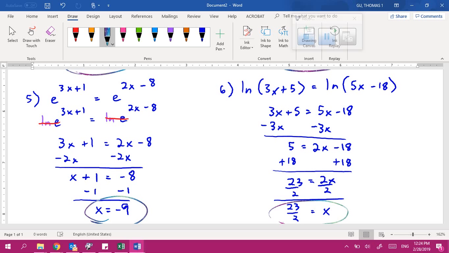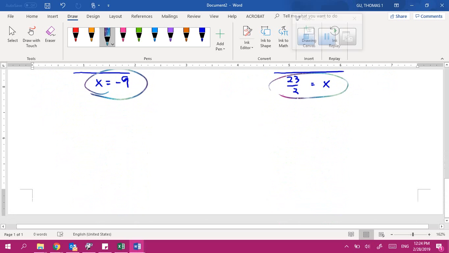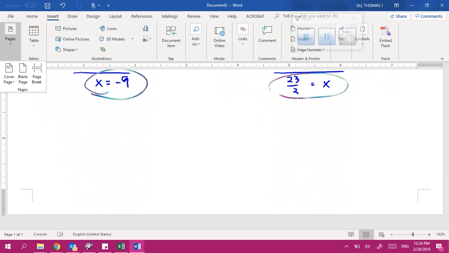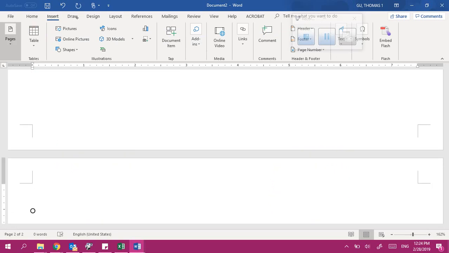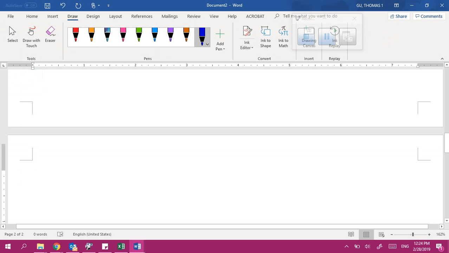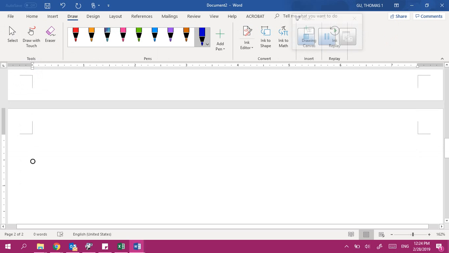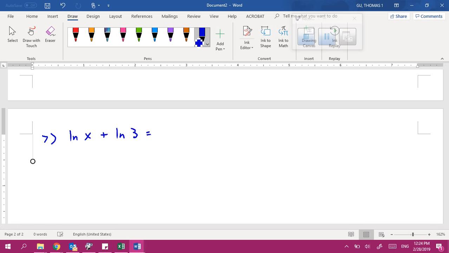All right, so I'm going to start a new page because this next one could be a little longer. For these next two examples, we're going to be using our log properties. Remember, ln is a logarithm, so we can use the log properties. So for this one, it's going to be ln of x plus ln of 3 equals 2.